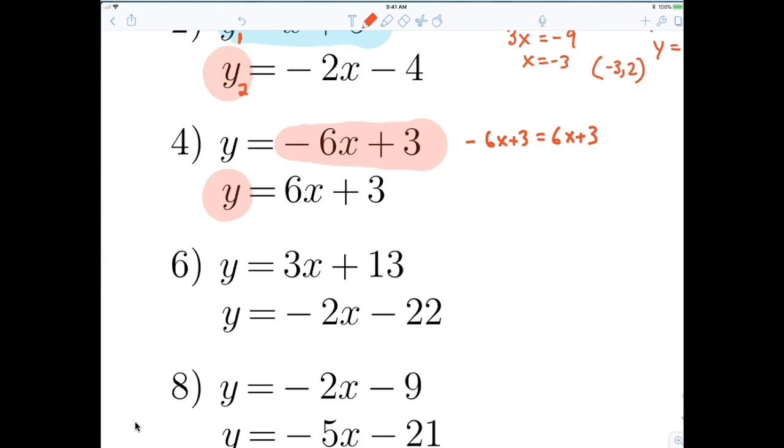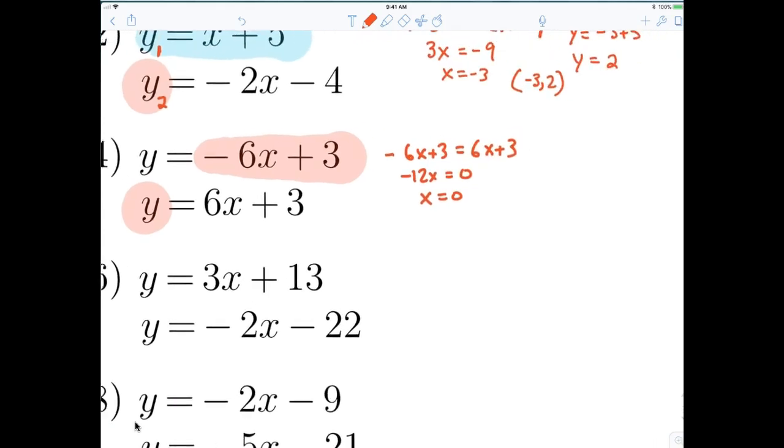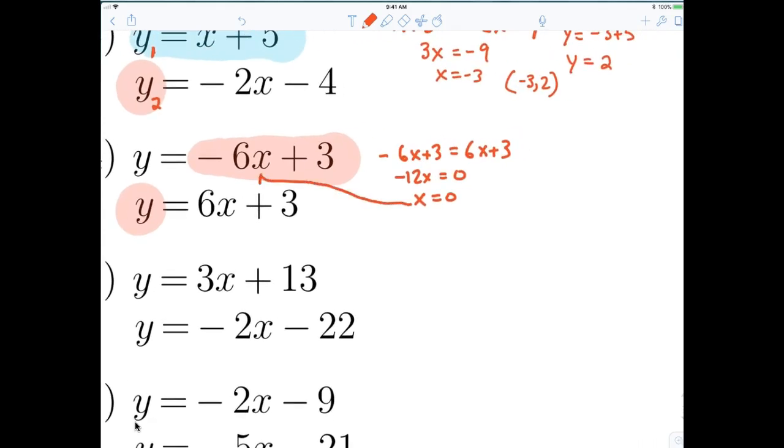Is there no solution? No. I end up with negative 12x equals 0. So x is equal to 0. No solution would be if the x's cancel. 0 is a number, so x can be 0. And if x is 0, all you're doing is plugging 0 into either equation. It doesn't matter which one. If you plug 0 in, you get y equals 3, which means the answer is 0, 3.